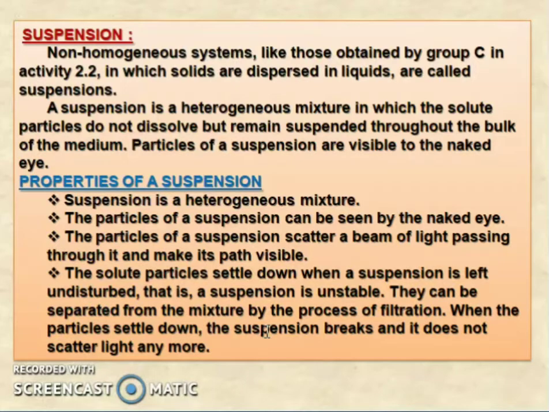It will have two phases, one is sand and the next one is liquid. A true solution will not scatter a beam of light. So in a suspension, when the particles have not settled down, the scattering of a beam of light takes place. But when it settles down, the suspension breaks, so it does not scatter any more light.